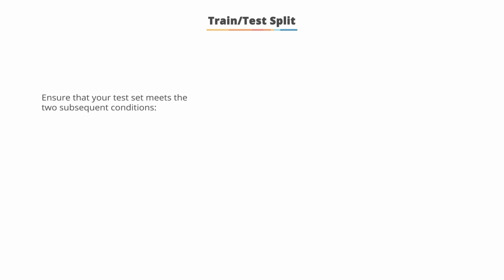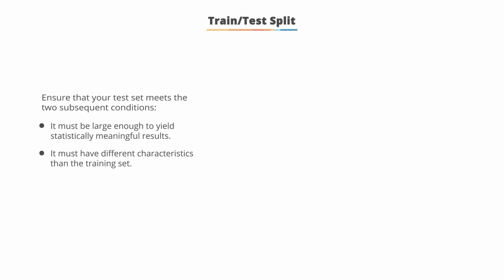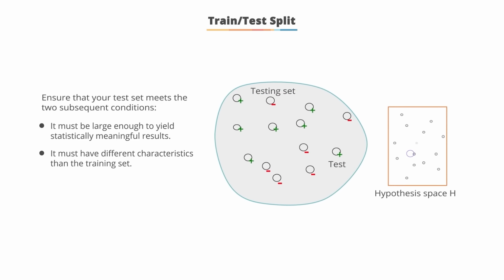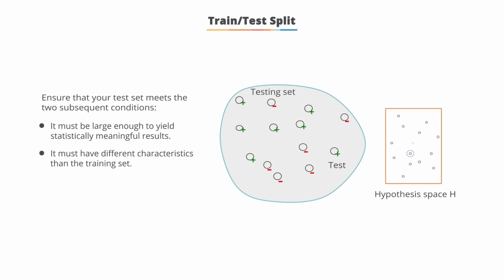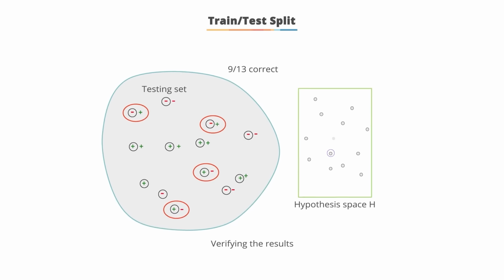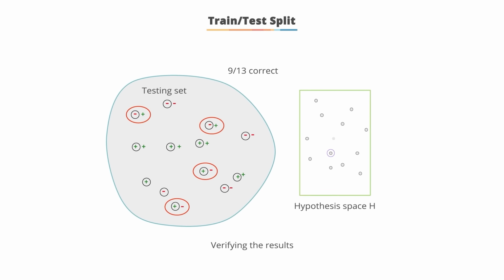Make sure that your test set meets the 2 subsequent conditions given. The test set must be large enough to yield statistically meaningful results. The test set must have different characteristics than the training set. Now verify the result by matching the trained data with the test data. Now test the training data individually with respect to the test data present in the hypothesis space. Wherever the data that has the same symbol matches, it provides an accurate result. The prediction given here is 9/13, which shows the matching prediction.